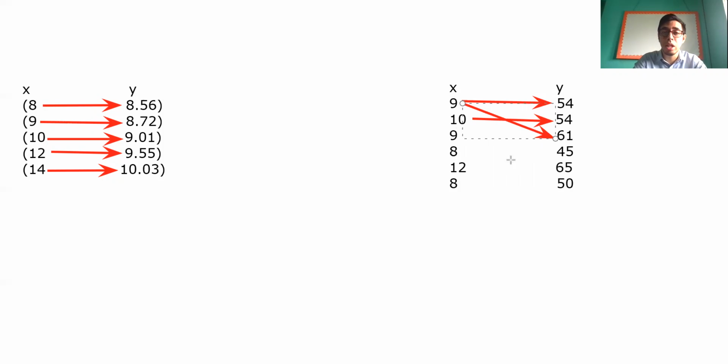Okay, since the moment you see that it repeats, it's not going to be a function, because you are going to have more than one value for the other one. For example, 8 is 45 and 8 is 50. It's the same number you have. So this is not a function. A function is when you have only one value of x related with one value of y, okay?